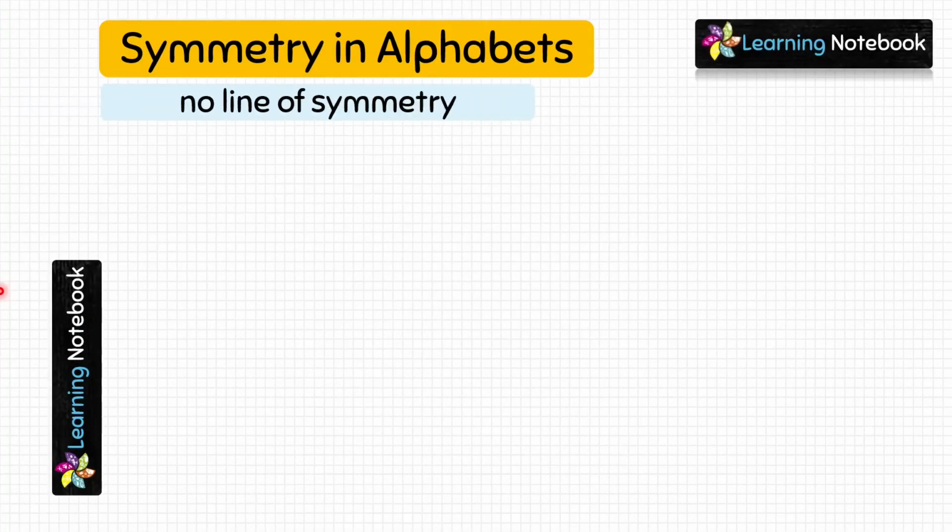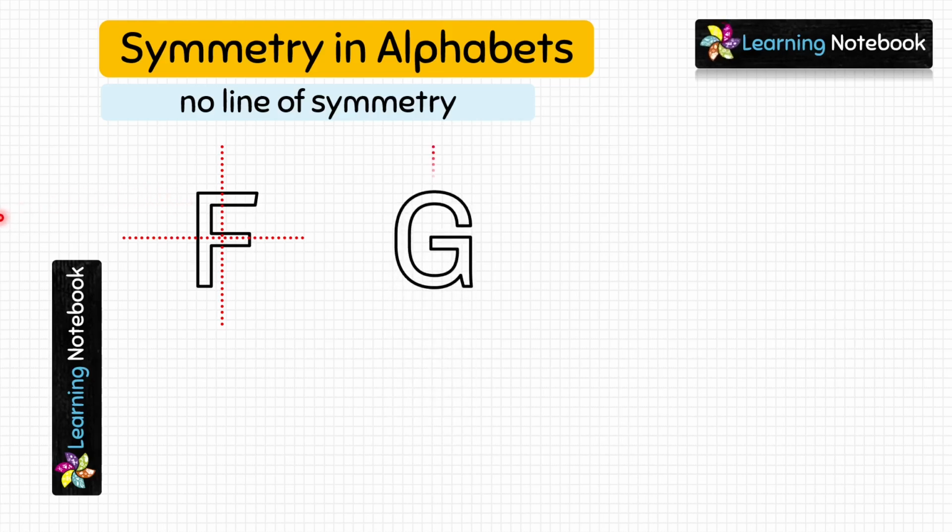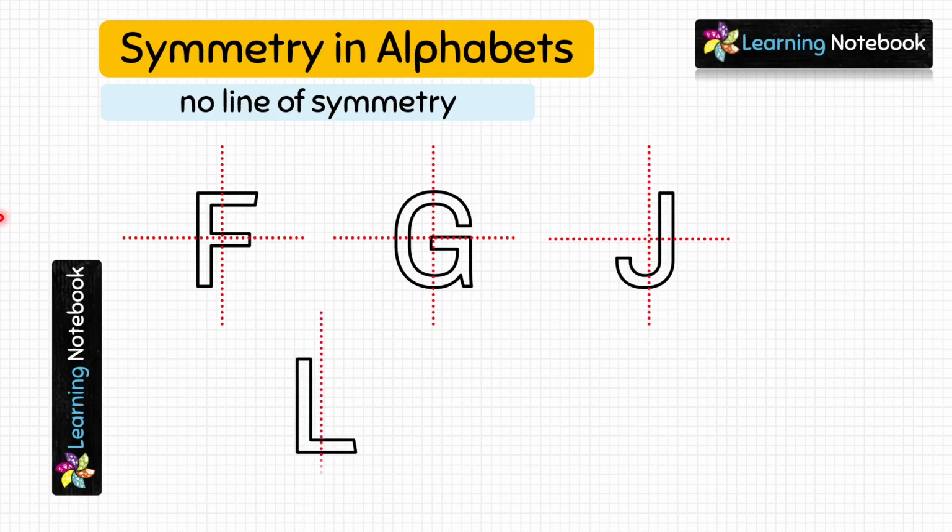Now, which are the alphabets which have no line of symmetry? Let's see. F. Students, F has no line of symmetry because whether we draw a horizontal or vertical line, we cannot divide F into two equal halves. Same for alphabet G, J, L. All these alphabets have no line of symmetry: F, G, J, L.